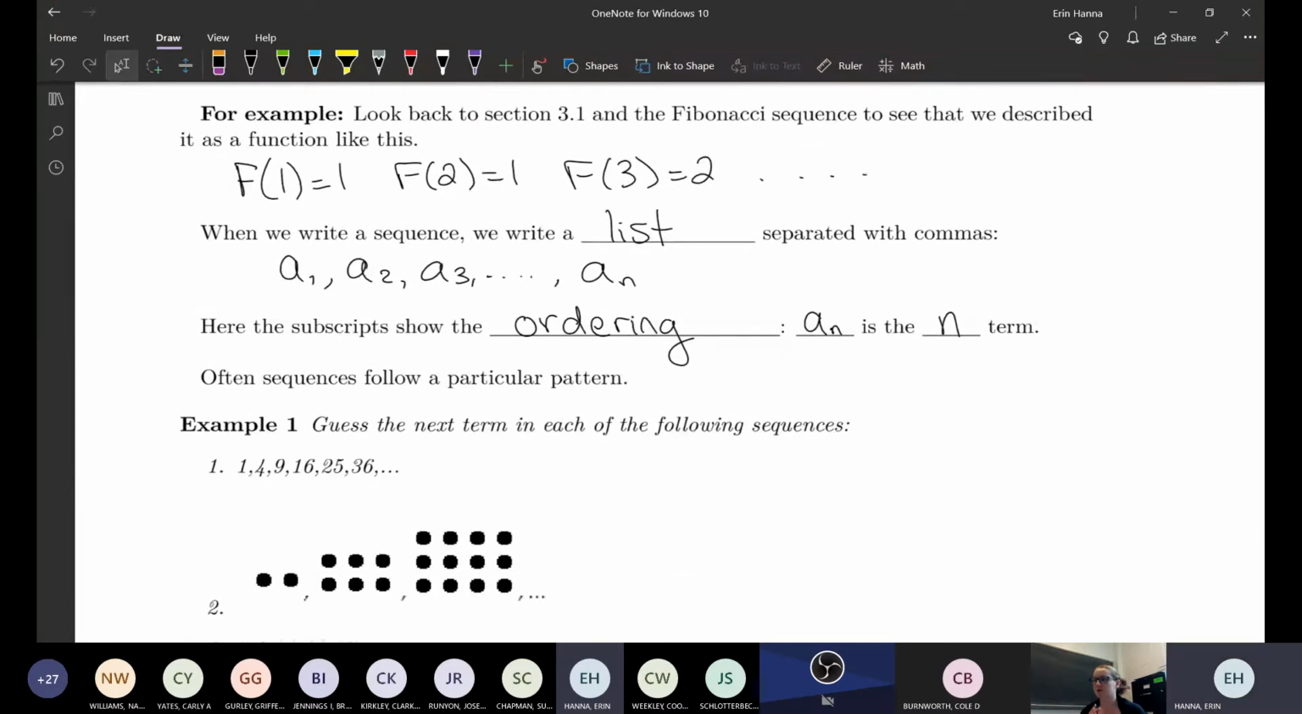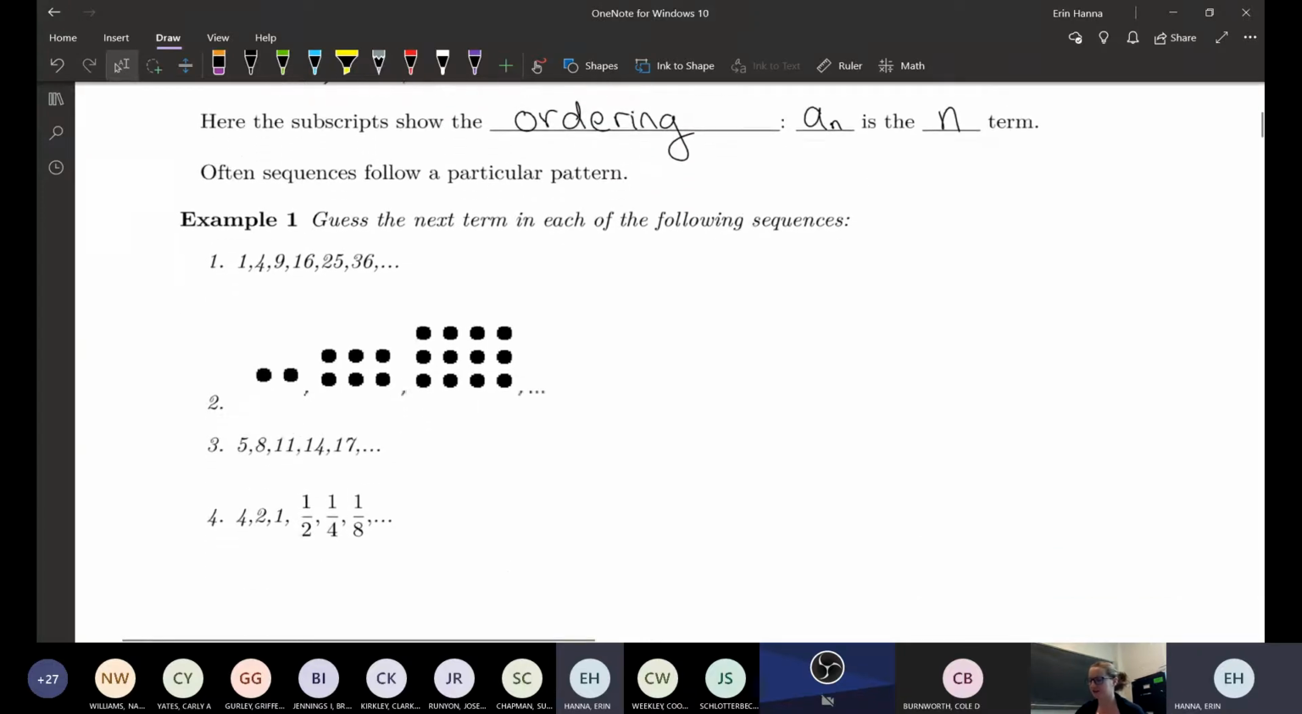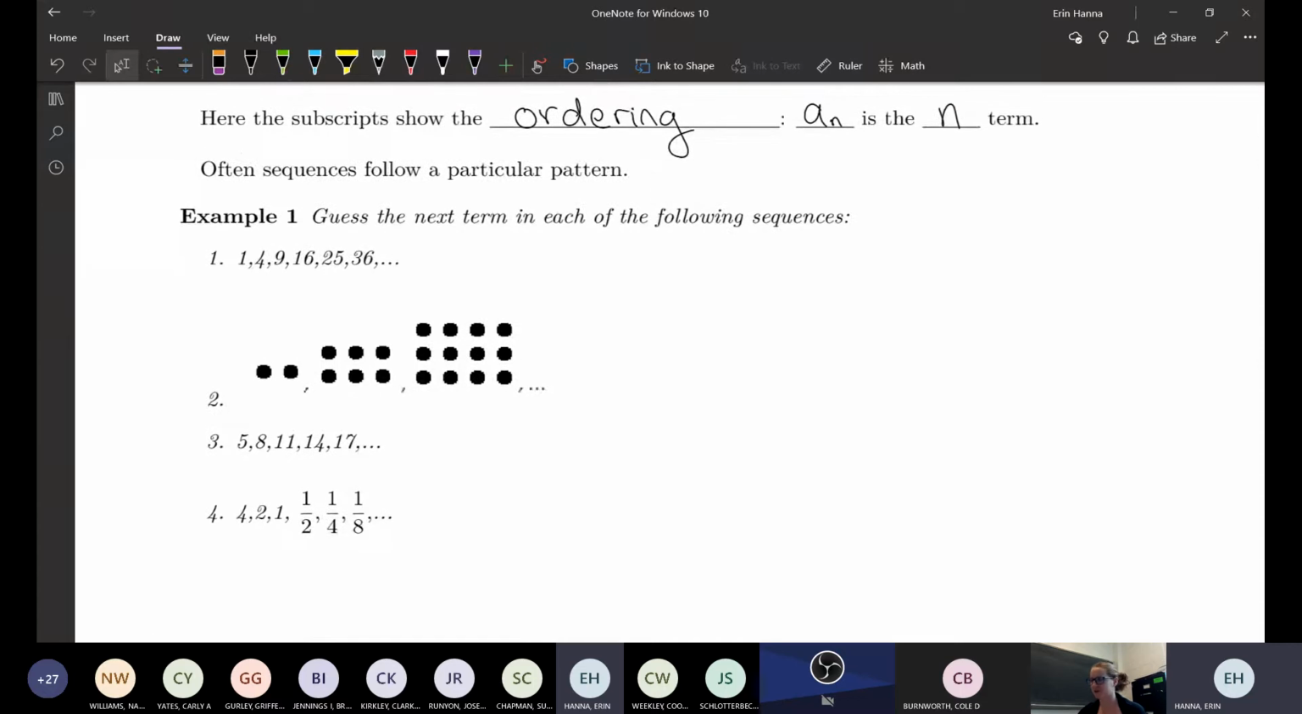Often sequences are going to have some sort of pattern to them, and that's what we're going to focus on: finding that pattern and using it to write a function. For this number 2 that's coming up, we won't have a function because it's dots. But as long as they're numbers, we're going to focus on trying to find a function to represent them. So let's look at these sequences and try to see what the next term might be.